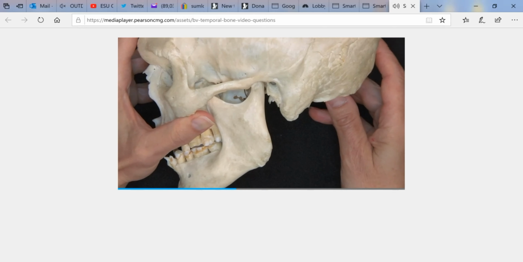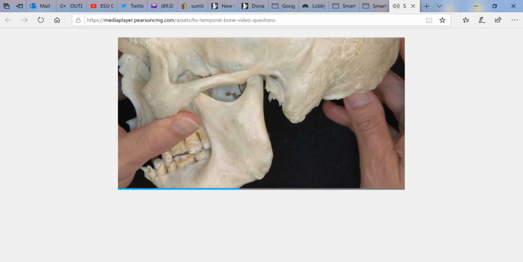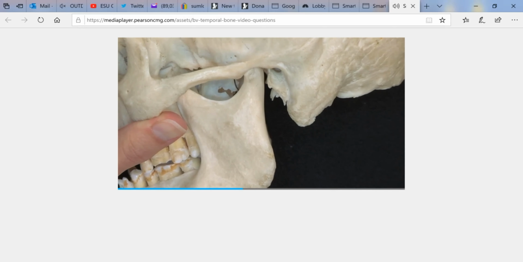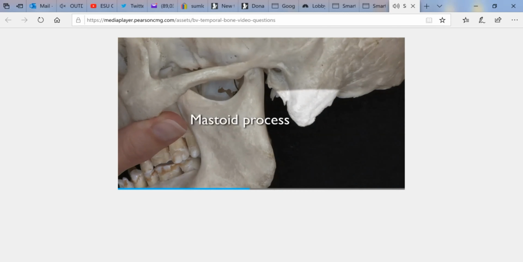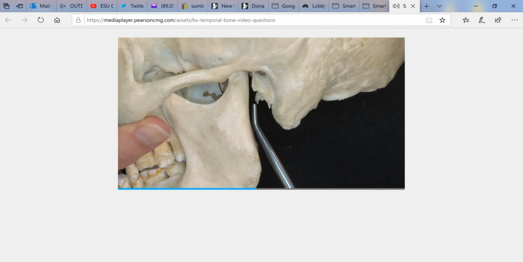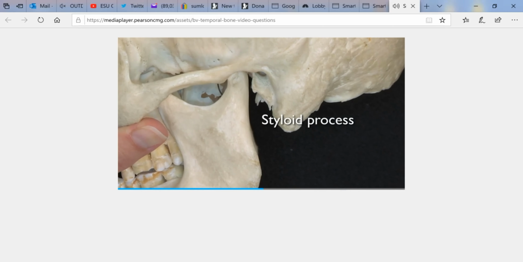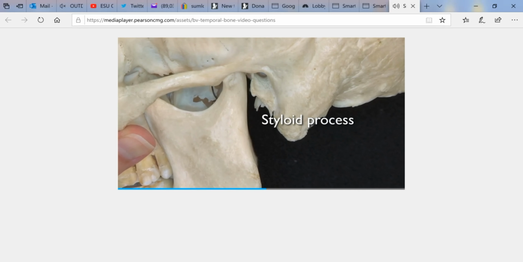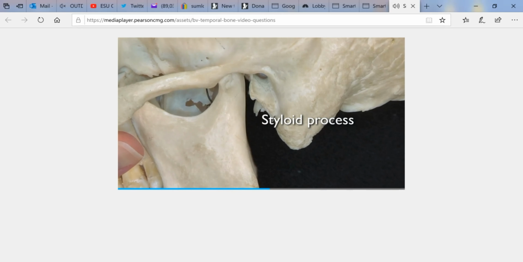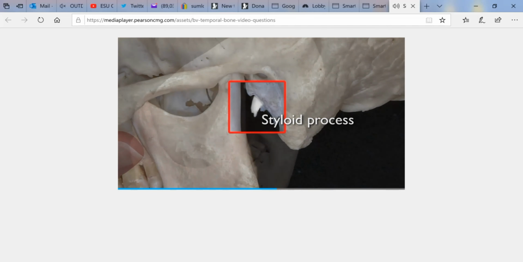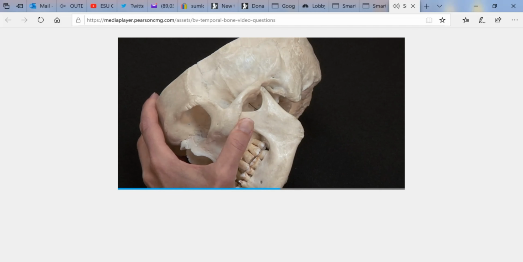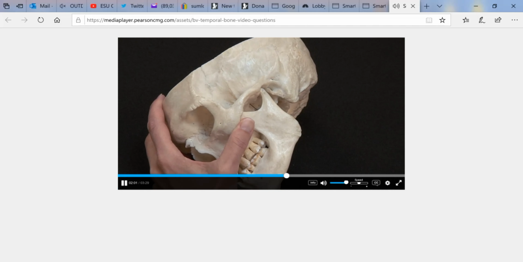Now let's take a look at some major landmarks surrounding the external acoustic meatus. Two projections are found inferior to it. The more blunt projection is the mastoid process. The other projection is the styloid process, which resembles a stylus, slender and pointed, so it tends to partially break off of real human skulls, as seen here. Both the mastoid process and the styloid process are sites of muscle attachment.